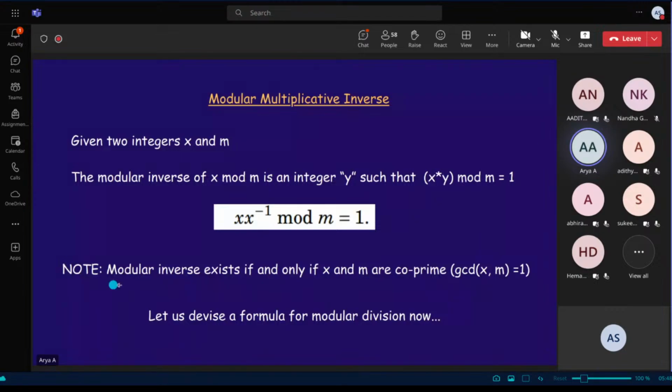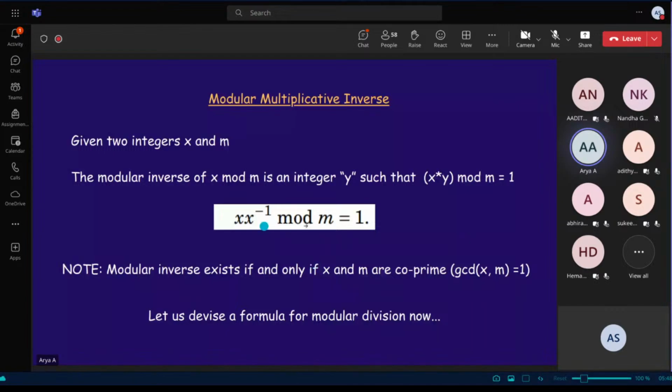Modular inverse exists if and only if x and m are coprime. So x and m should be coprime for me to find an inverse for x mod m. Coprime means that the GCD of x and m must be 1, the greatest common divisor of x and m must be 1. I hope that everyone knows this. We are not interested in proving this right now, although the proof is a simple one, and you can Google it later. For now, just remember it exists only when x and m are coprime.